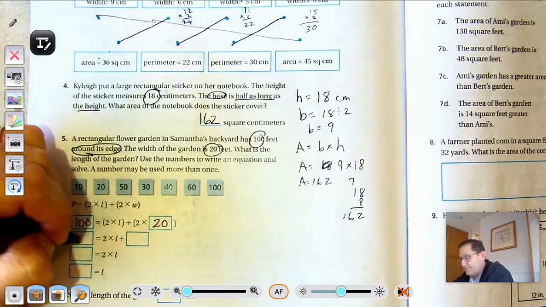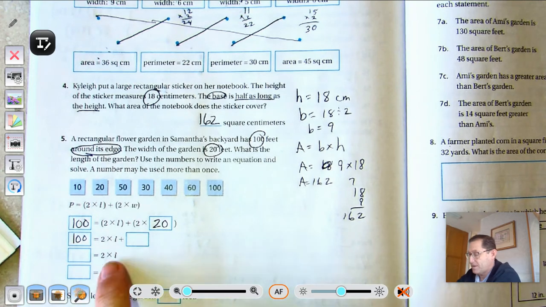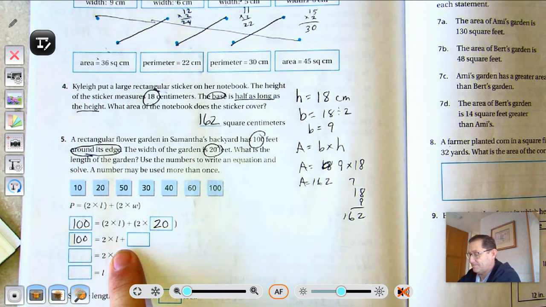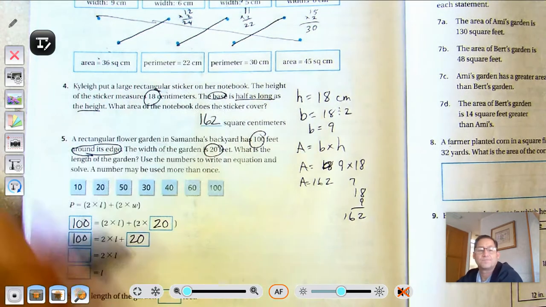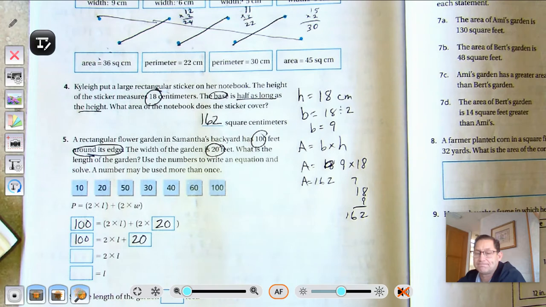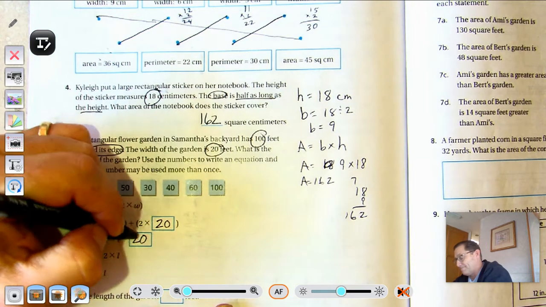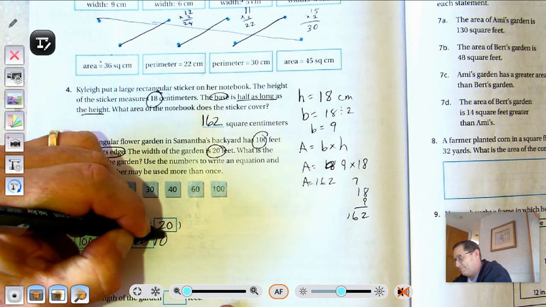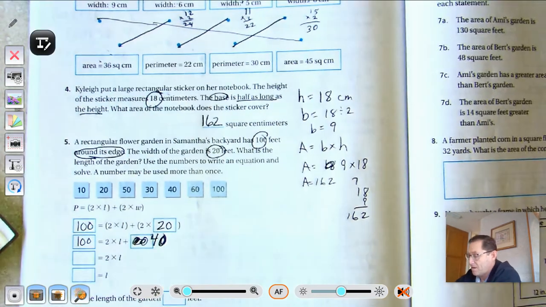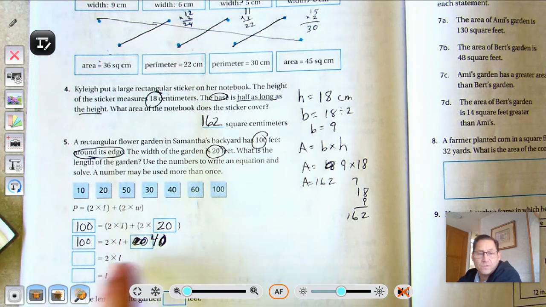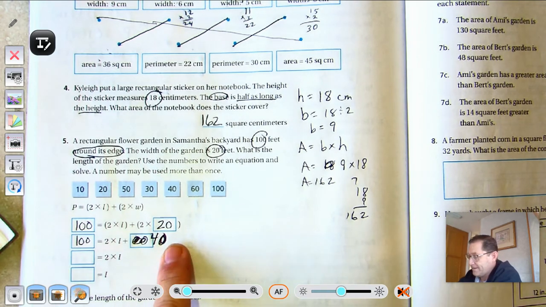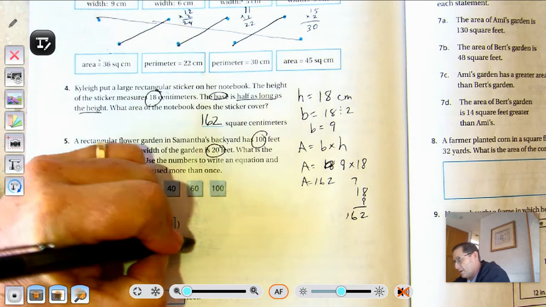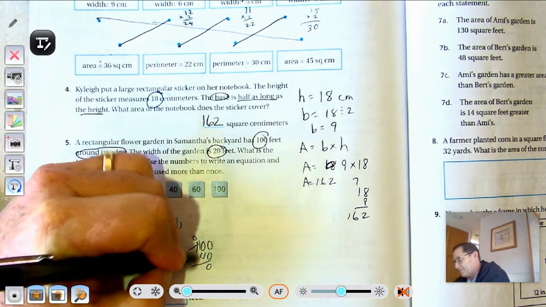All right, 2 times the length plus 20. Oh, I'm sorry. No. What's 2 times 20? 2 times 20 is 40. Okay, yes, 40. All right, and now we know that all the way around this flower garden is 100 feet. 40 of it is taken up with the width. So 100 take away 40 leaves us 60.